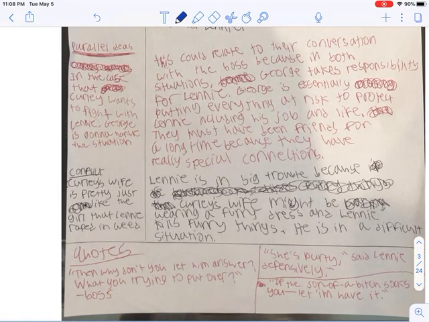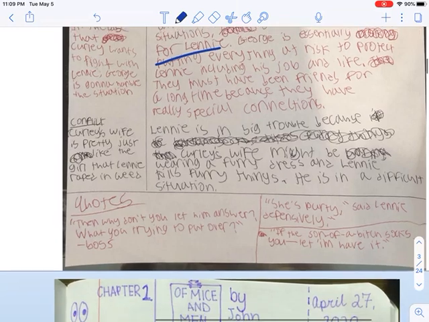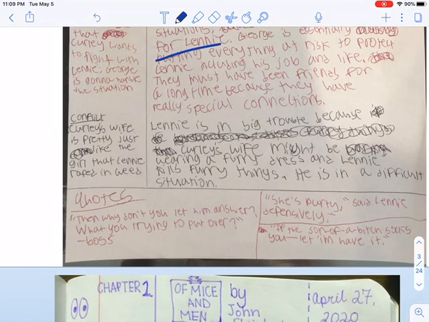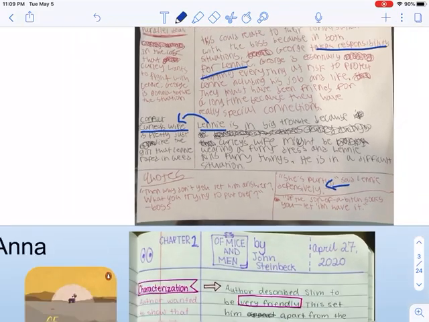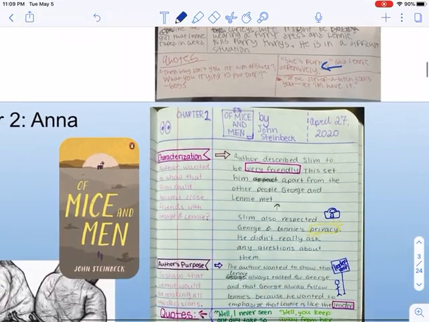This could relate to that conversation with the boss because in both situations, George takes responsibility for Lenny, right? And then when Curly's wife comes in and she's beautiful, or pretty of sorts, Lenny's distracted by her. Lenny even says, she's pretty. George says, don't go anywhere near her. Okay, so I remember that.